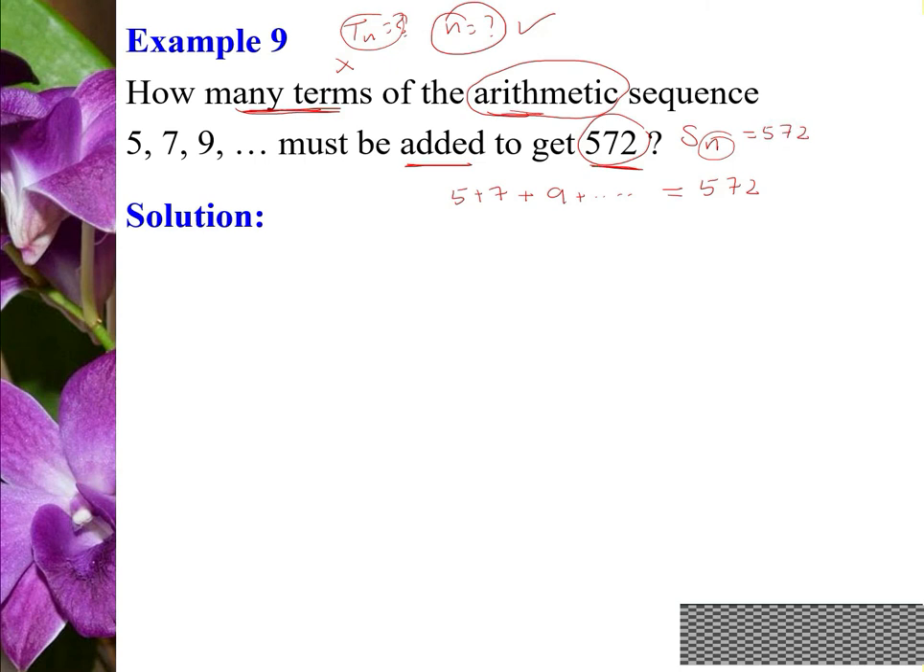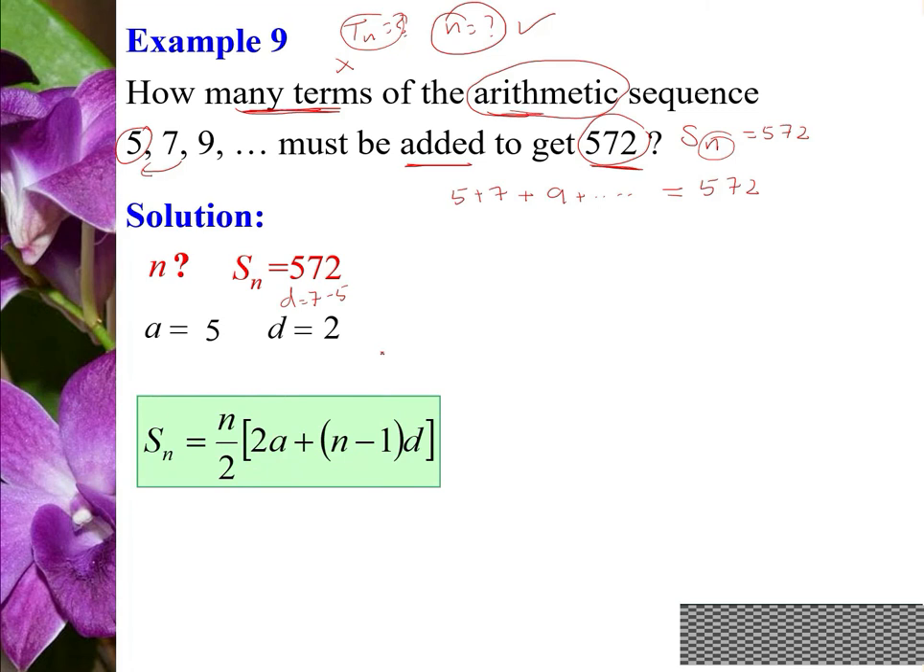Next step, list down the information given, also the question that we want to find. Now, since we know what is the arithmetic formula for the sum of n terms, we can just use that formula. But remember, to use that formula, we need to know what is the a and d. So the a for this sequence is 5 because it's the first term. And the d is just the common difference. 7 minus 5 is 2. But you get it from the second term minus the first term. Simply substitute in a and d into this formula and equate it to be 572.